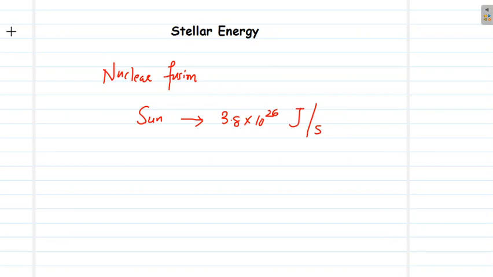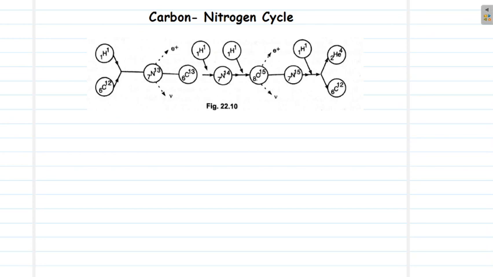So how does this nuclear fusion proceed within a star? What is the mechanism of this nuclear fusion process? The scientist Bethe suggested one process that could happen within the Sun and other stars for energy production. First, let us learn one of the mechanisms of energy production within the Sun, which is often called the carbon-nitrogen cycle.